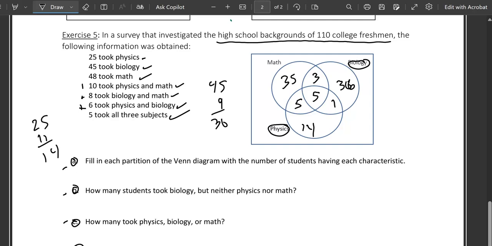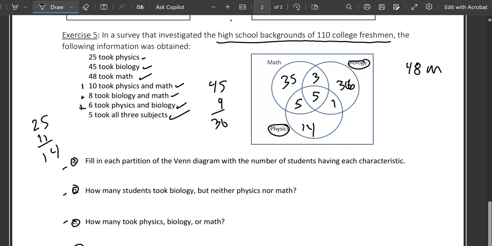So if we add up all this information here, right, we could find out how many took biology, math, and physics out of the 110 freshmen. So let's do that again. We got 35, 45, so we got 48 for math only. I counted everything in this circle for math, so I need to count these from the biology. I want to count everything that's in these three circles and subtract it from the 110 to find out who's in the universe that never took any of these classes.